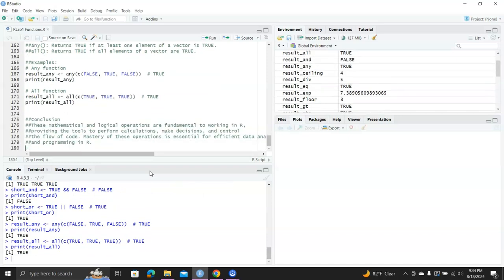So the conclusion here is these mathematical and logical operations are fundamental to working in R, providing the tools to perform calculations, make decisions, and control the flow of code. Mastery of these operations is essential for efficient data analysis and programming in R. Okay, so these are very, very basic, but very important.